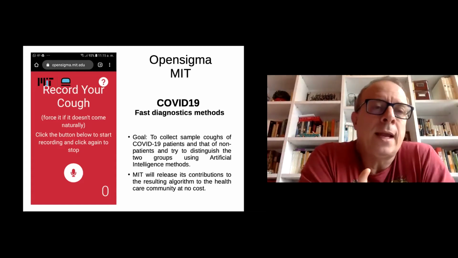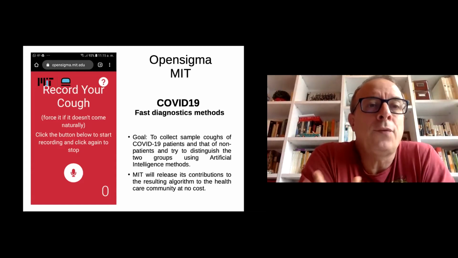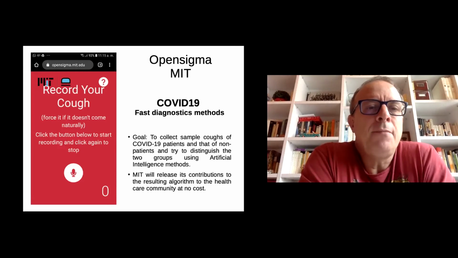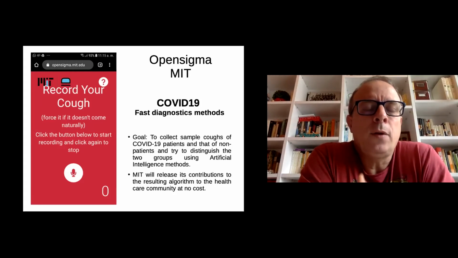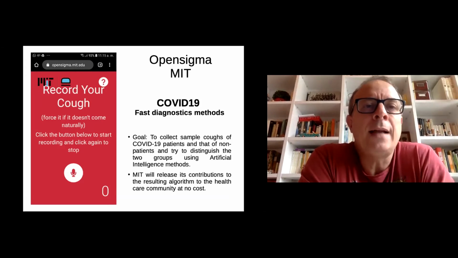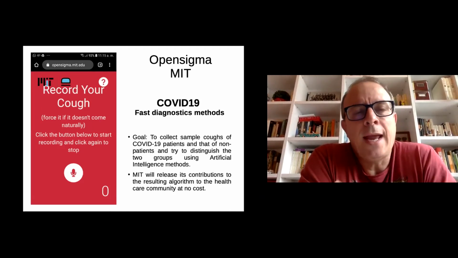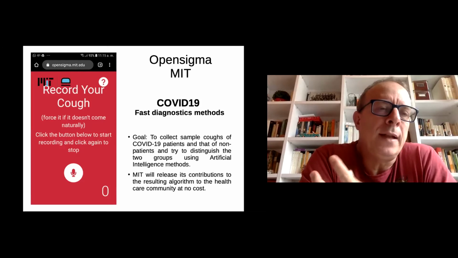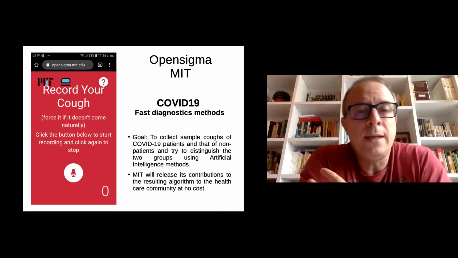Well, they have some resources, so they built a kind of observatory very fast. Basically, this is the link, opensigma.mit.edu. They ask you if you could record your cough. If you download it, you will see that screen. You record your cough, and then you provide some anonymous information that is important for them, which is your age, whether you are feeling very good or bad, and whether you know if you have been infected or not.